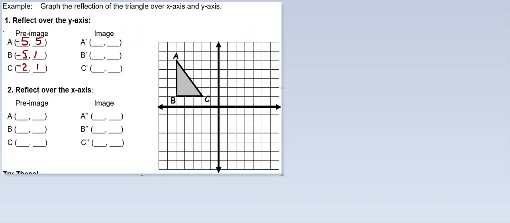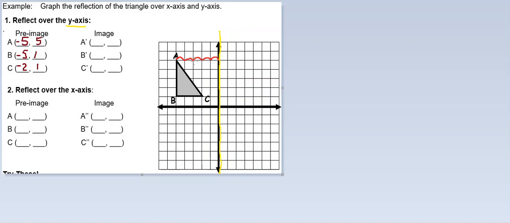Example: graph the reflection of the triangle over the x and y axis. Number 1, reflect over the y-axis. So I know the y-axis is my vertical axis, so I'm going to highlight that so I know which one I'm flipping over. I'm flipping this shape over this y-axis, that yellow line. The way I can do that, just like in the first example, is I can count how many spots away each point is from that y-axis.